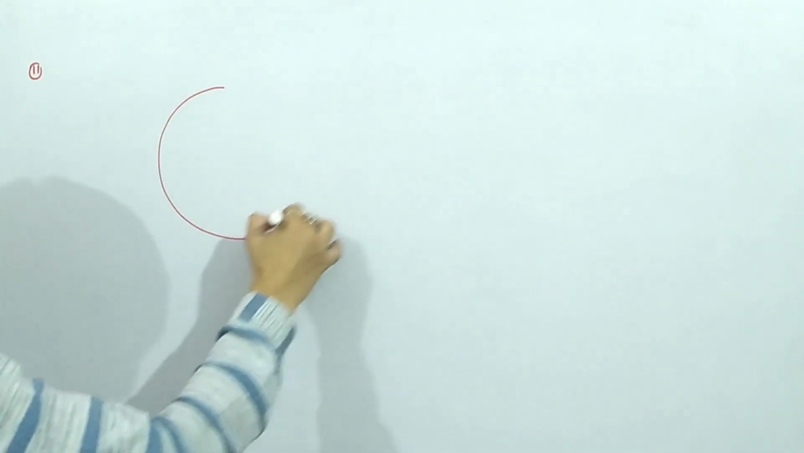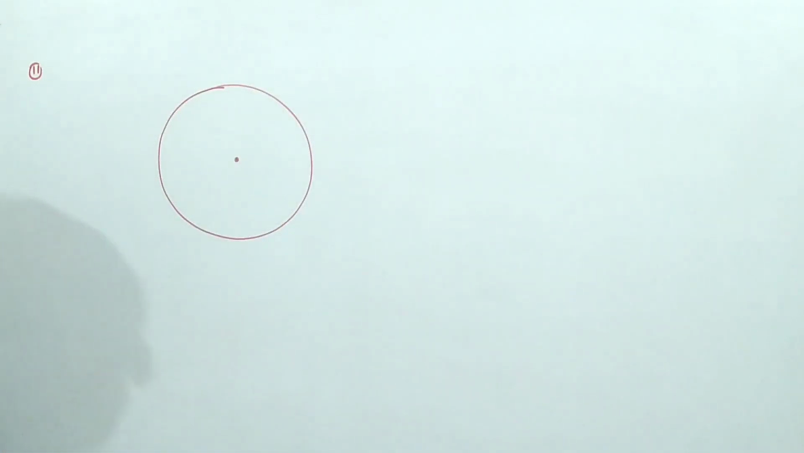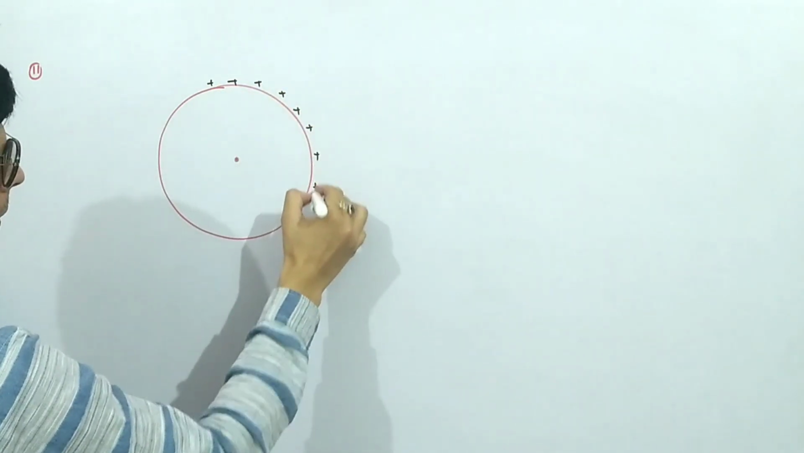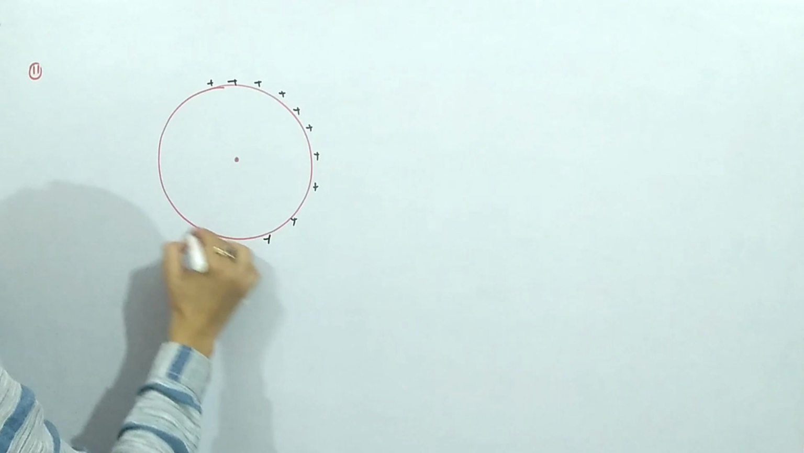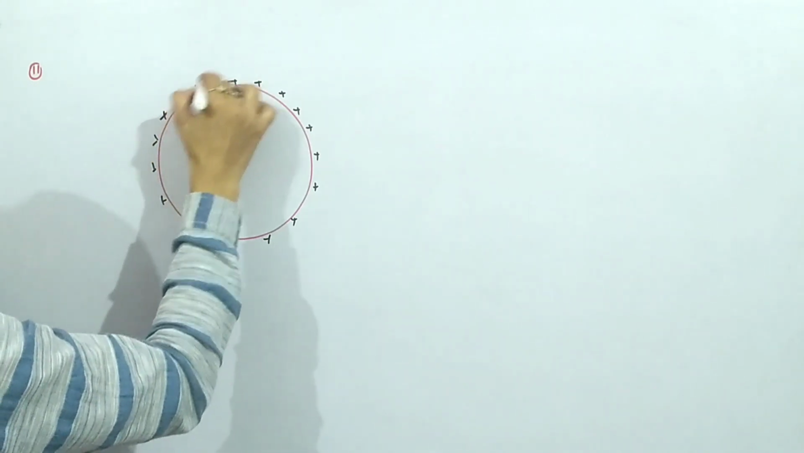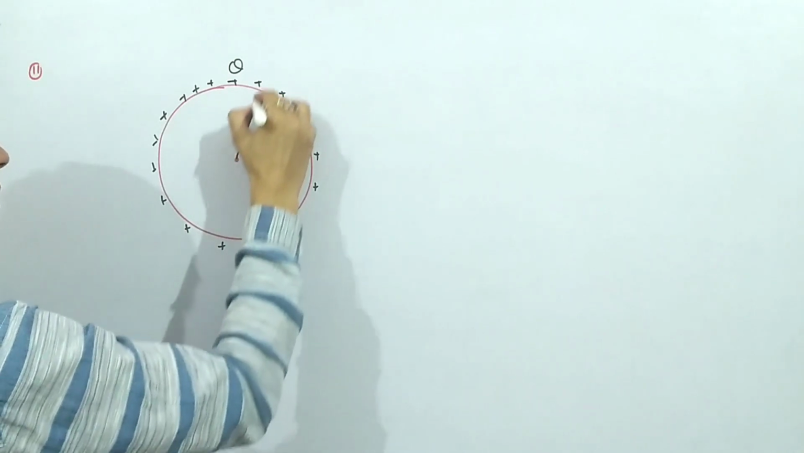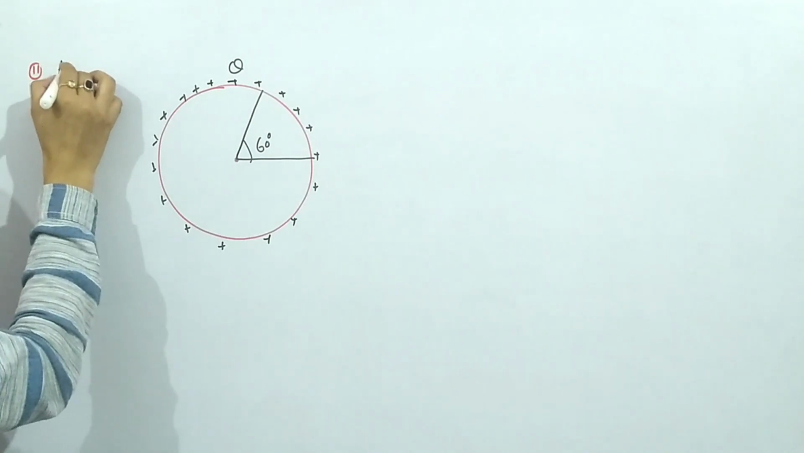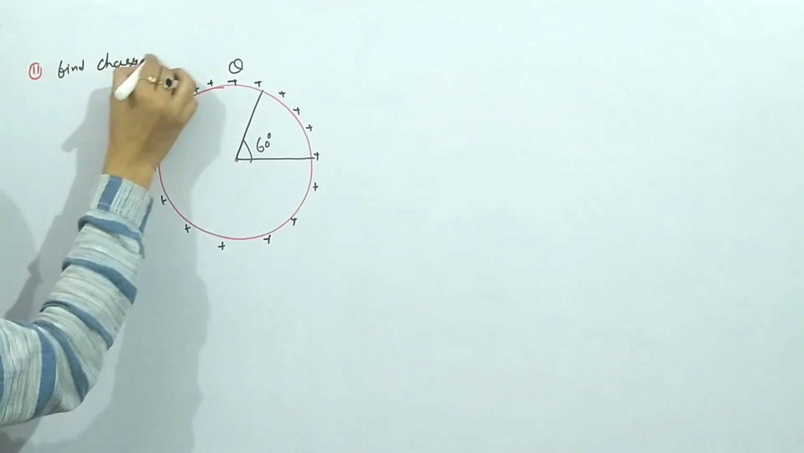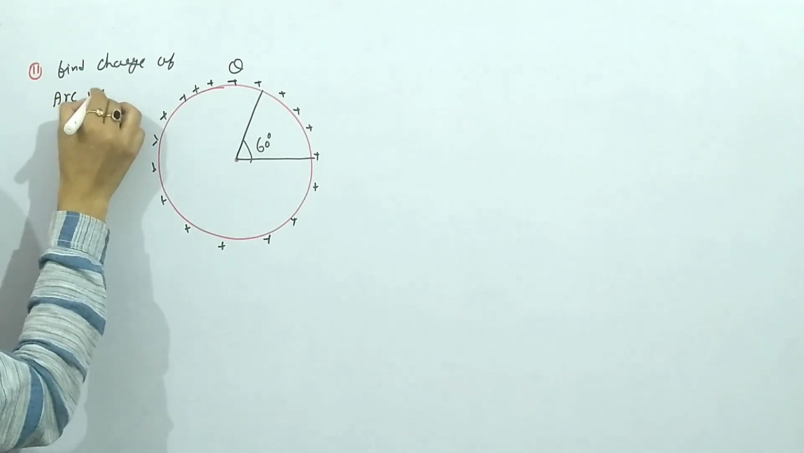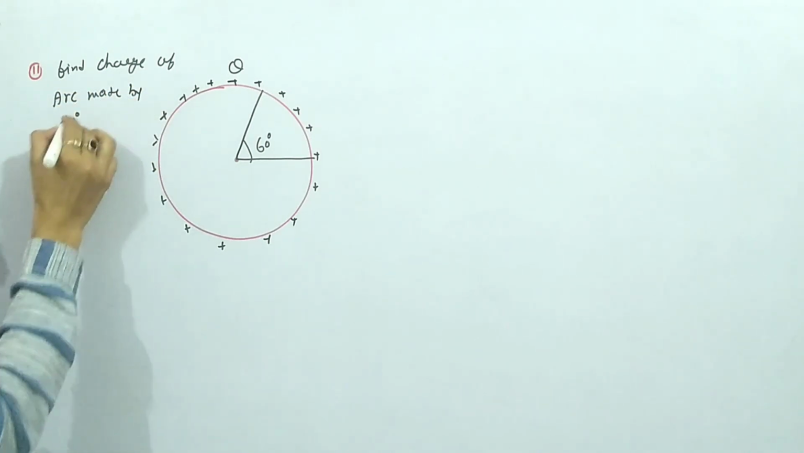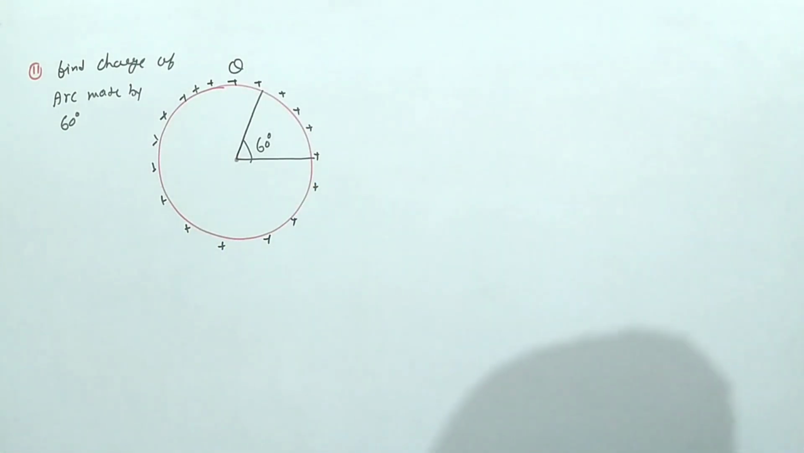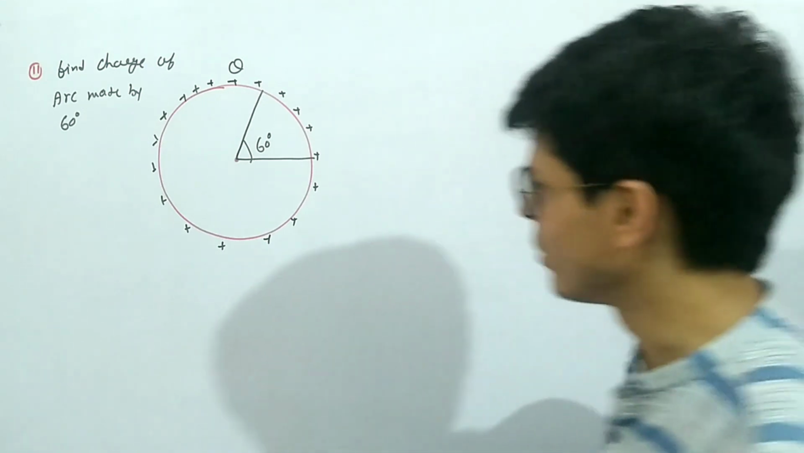if a ring, suppose this is a ring and this ring is uniformly charged with charge Q. The question is: what will be the charge of this part only? Find the charge of the arc made by 60 degrees. Our task is to find out the charge on the arc of 60 degrees. This is a key point, a very important thing.